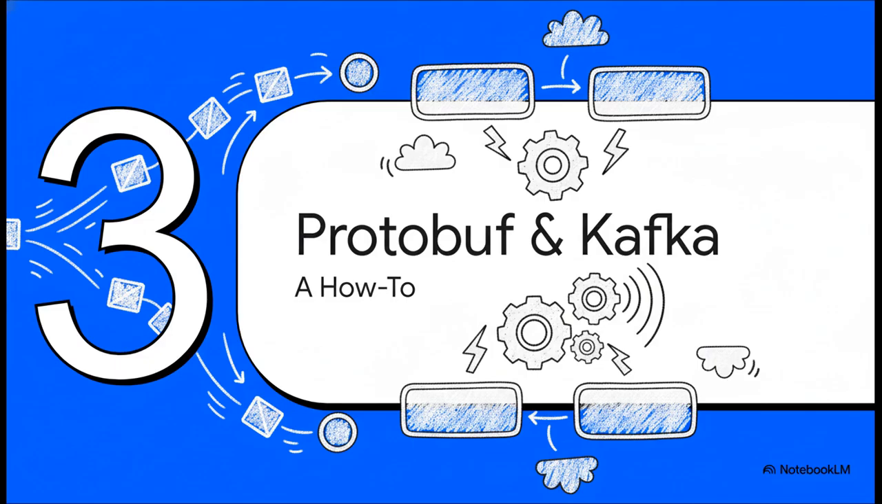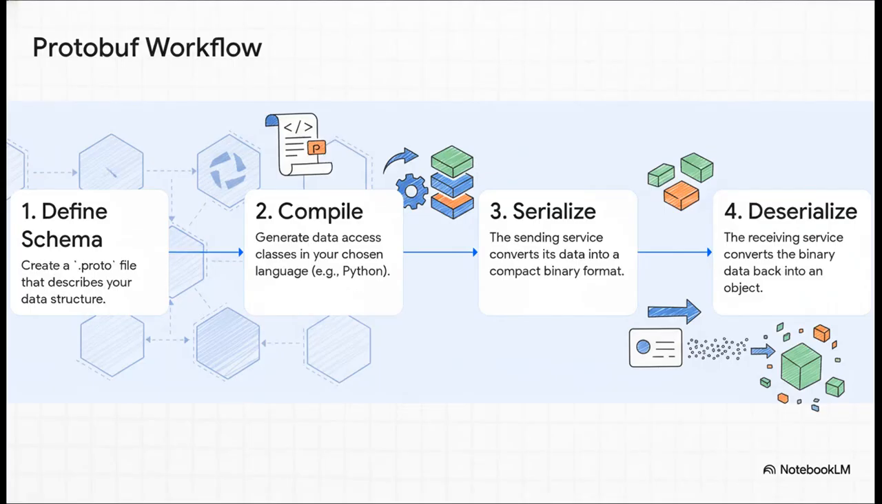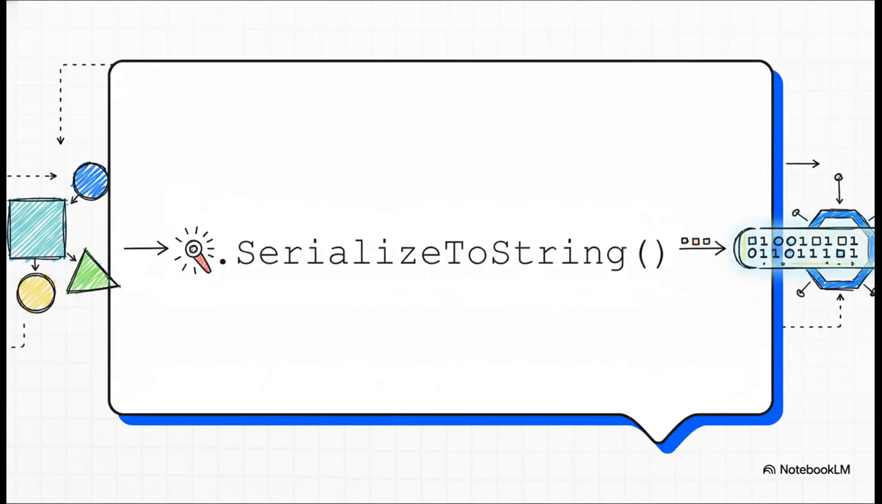Okay, theory is great, but what does this actually look like in the real world? Let's imagine for a second that you're using a system like Kafka to stream data between all your services. The whole workflow is actually pretty straightforward. It's basically a four-step dance. First, you define that blueprint, your schema, in a special .proto file. That's your contract. Second, you run a compiler on that file, which automatically spits out code for you in whatever language you need. Third, the service that's sending the data, the producer, uses that new code to serialize its data into that compact binary format. And finally, the service that's receiving it, the consumer, uses the exact same code to deserialize it back into a perfect, ready-to-use object.